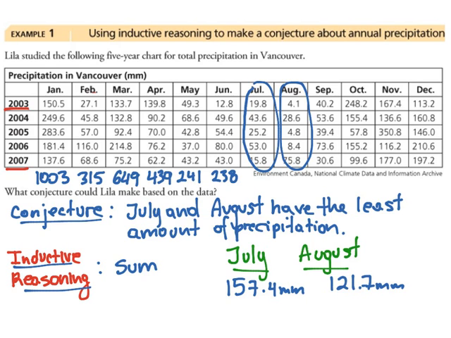September is 237. October is 716. November is 888, and December is 828. So notice that my conjecture is true, or valid, because those months have the least amount of precipitation compared to all the other months of the year. Let's take a look at the next example.